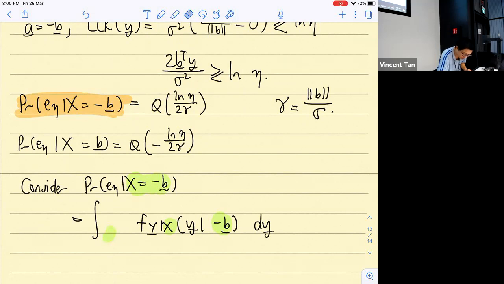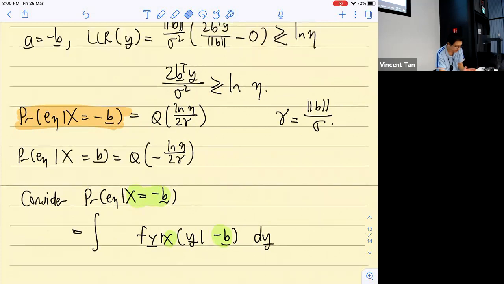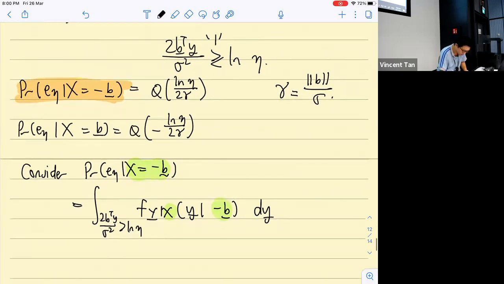So we are making an error. In this case we are making a decision in favor of plus B, because now we are conditioning on minus B and we have an error. Now I should have written that this one is 1 here. 1 corresponds to plus B. So we are integrating over the region 2B transpose Y over sigma squared greater than log eta. This is the exact integral expression.